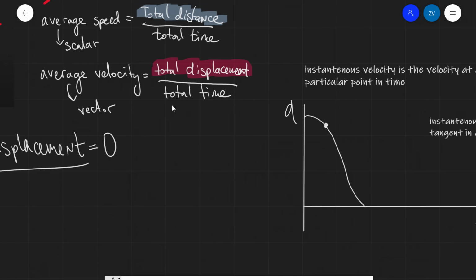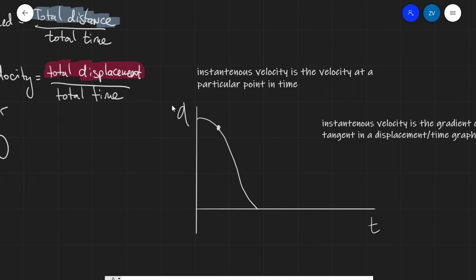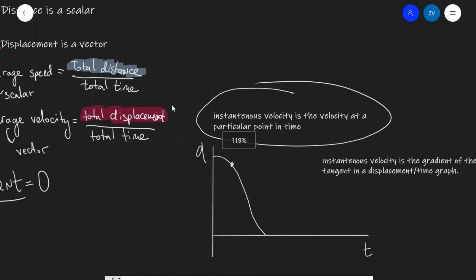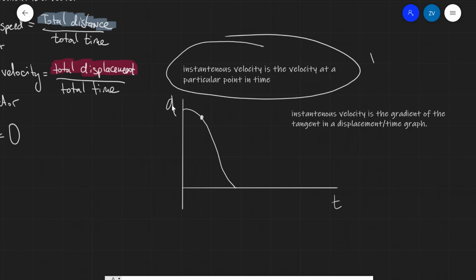So the way we introduce that in physics is with the concept of instantaneous velocity, which is the velocity at a particular point in time. You can think of it as the velocity being the rate of change of displacement, so delta S over delta T. When this interval delta T becomes really small, then we are actually finding the velocity at a particular point in time.